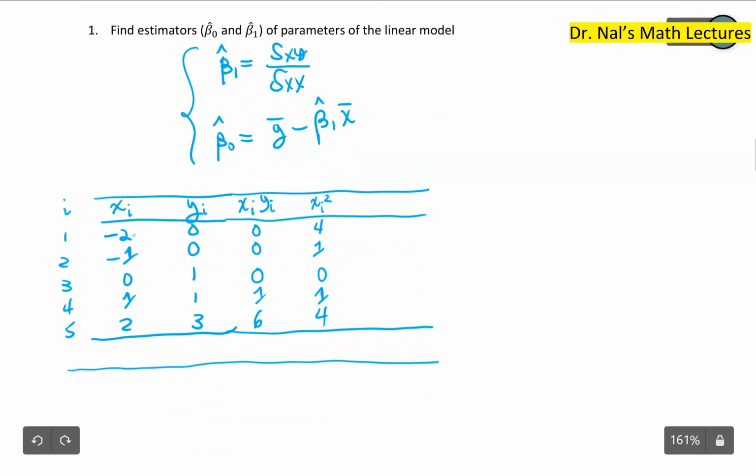All right, so having done these, now we can even calculate the sum of each column. Let me just scroll it up a little bit. Sum. So the sum of xi values, if you add them up, that will be 0, I think. The sum of the yi values, 0, 0, 1, 1, 3, that's a 5. The sum of xi yi values, that's a 7. And the sum of the xi squares, 4, 1, 1, 4, that's a 10.